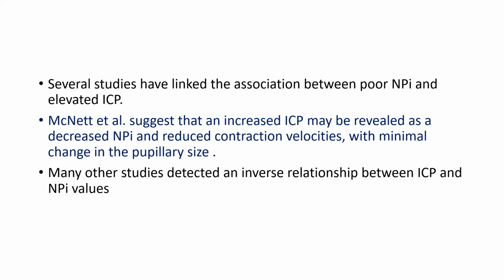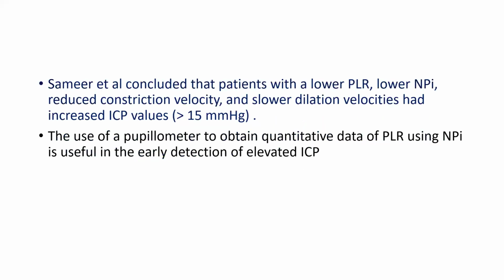Several studies have linked poor neurological pupillary index and elevated ICP. McNett et al. suggested that increased ICP may be revealed as a decreased neurological pupillary index and reduced constriction velocity, with minimal change in pupillary size. Many other studies detected an inverse relationship between ICP and neurological pupillary index values. Samir et al. concluded that patients with lower pupillary light response, lower NPI, reduced constriction velocity, and slower dilatation velocity had increased ICP values, that is more than 15 mmHg.